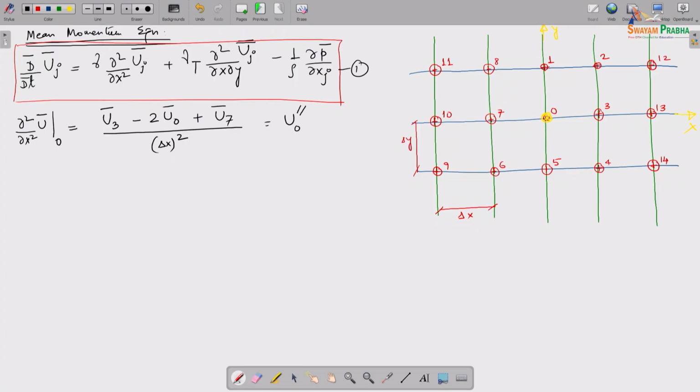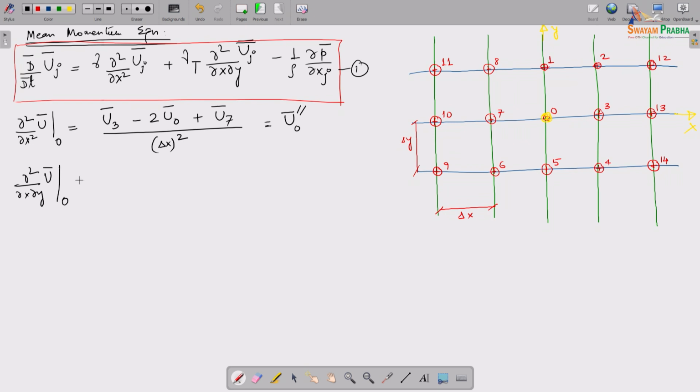So this is basically the second order derivative of the mean velocity at the location 0. Okay. Then next let us go to the second term on the right hand side here. We have something called del 2 del x del y of the mean value, and let us then calculate this again at the location 0.